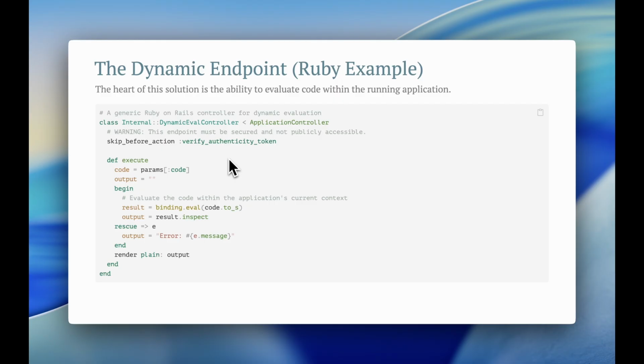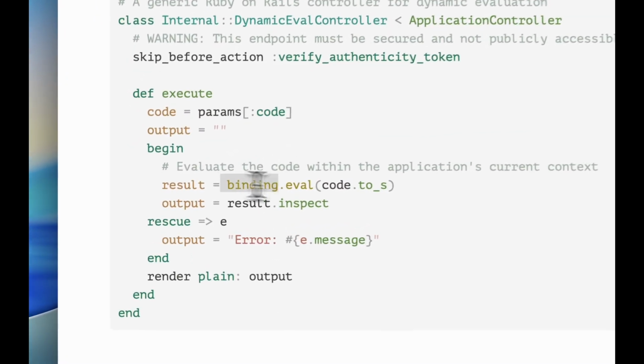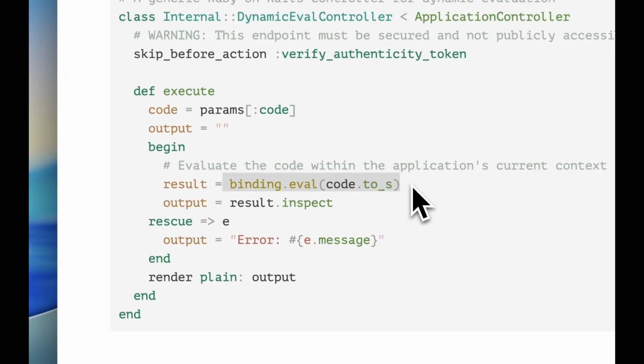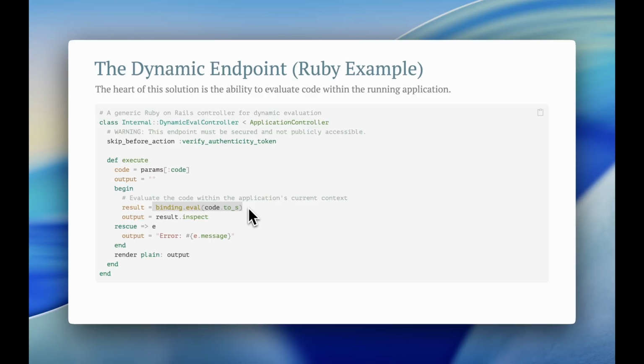This controller has an execute action that takes the code as a parameter. The most important line here is binding.eval code. This is what executes the string of code as if it was typed directly into the console, giving it access to the application's live environment. For other languages, you can use their own dynamic evaluation functions. For example, in JavaScript, you have the eval function, which can be used for dynamically executing any string as code. The result of the evaluation is then rendered as plain text, or the error is returned to the AI client as an error.